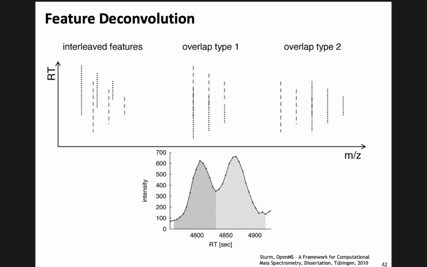The second case is overlap, perfect overlap. So that would mean that the monoisotopic M over Z of both features is identical. Does that happen often? What are possible reasons for that?